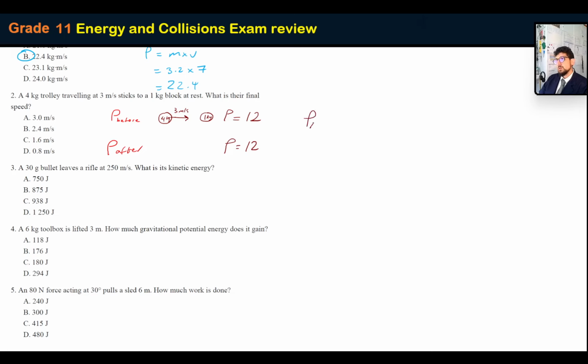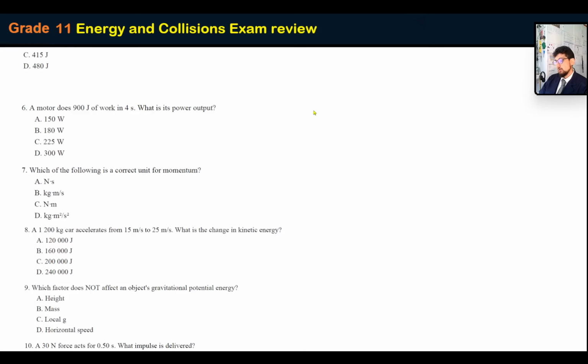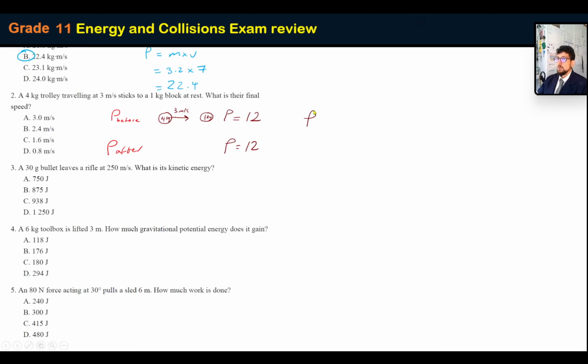In case you guys didn't know that, momentum before equals momentum after. And so we have, but this time, remember, they stick together. So it's going to be 5 kg. And we're trying to figure out what V is going to be. So it's going to be 12 divided by 5, which is 2.4. Next, a 30-gram bullet leaves a rifle at 250 meters per second. What is the kinetic energy?